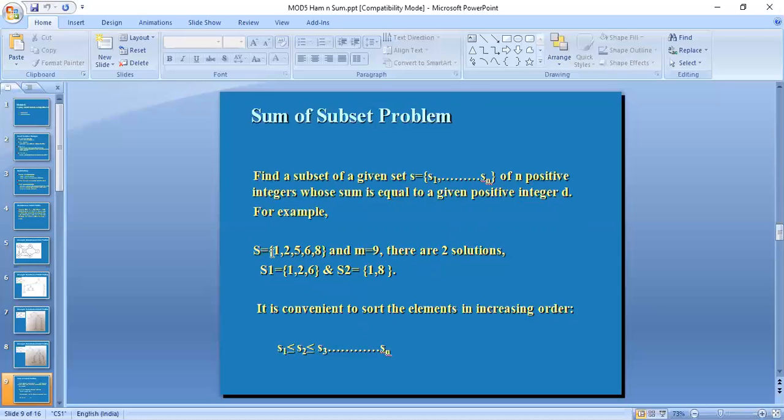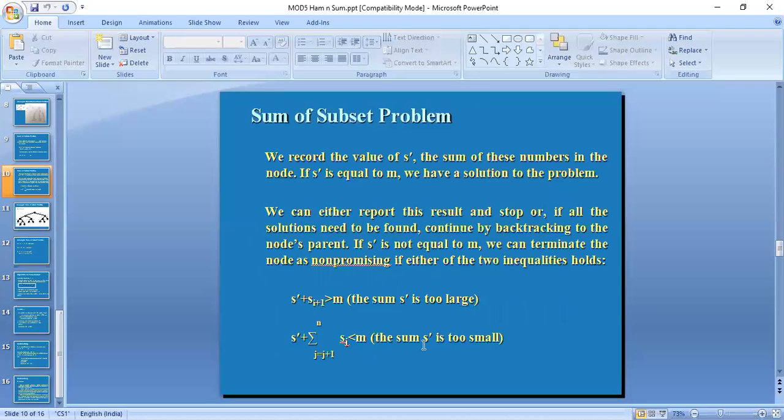So whatever the elements are given, the input need not be in increasing order. To get an appropriate solution, before solving, we need to sort the elements in ascending order. Here it's given S1 less than or equal to S2 less than or equal to S3, etc. up to Sn, which indicates that the elements in the set are sorted in increasing order.